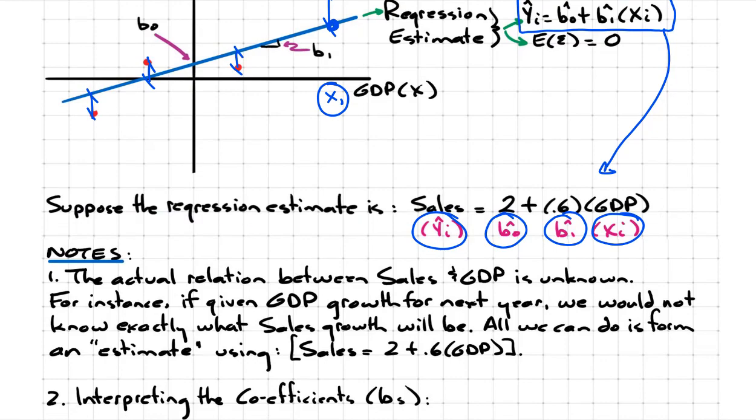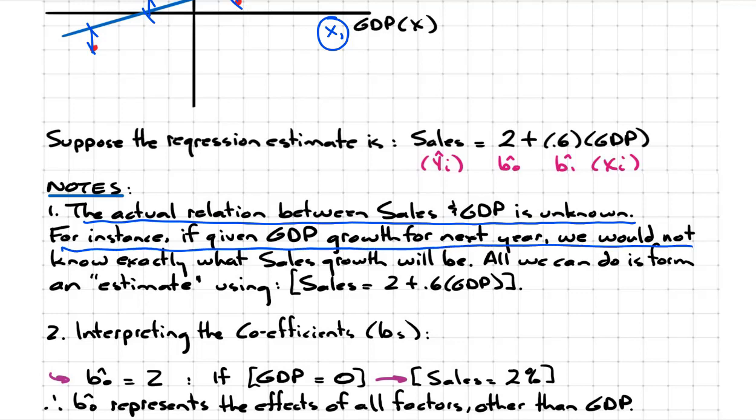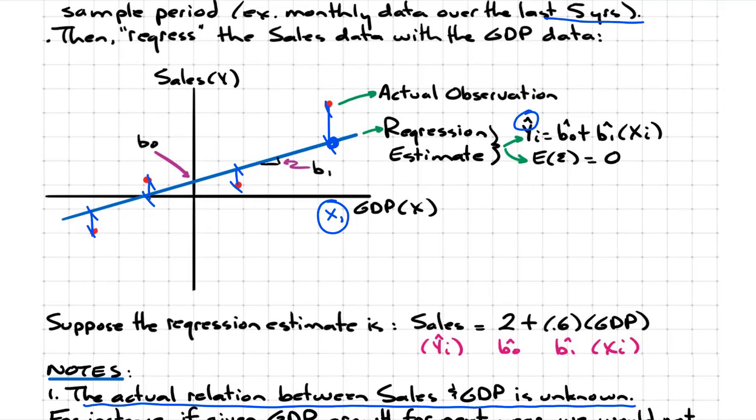So what observations can we make here? Or what conclusions can we draw? As I said before, the actual relation between sales and GDP is unknown. For instance, if you're given GDP growth for next year, we would not know exactly what sales growth will be. All we can do is form an estimate. And again, that explains the hat, right? It says this is our estimate. I don't know exactly what sales will be next year, but here's my estimate based on historic observations.